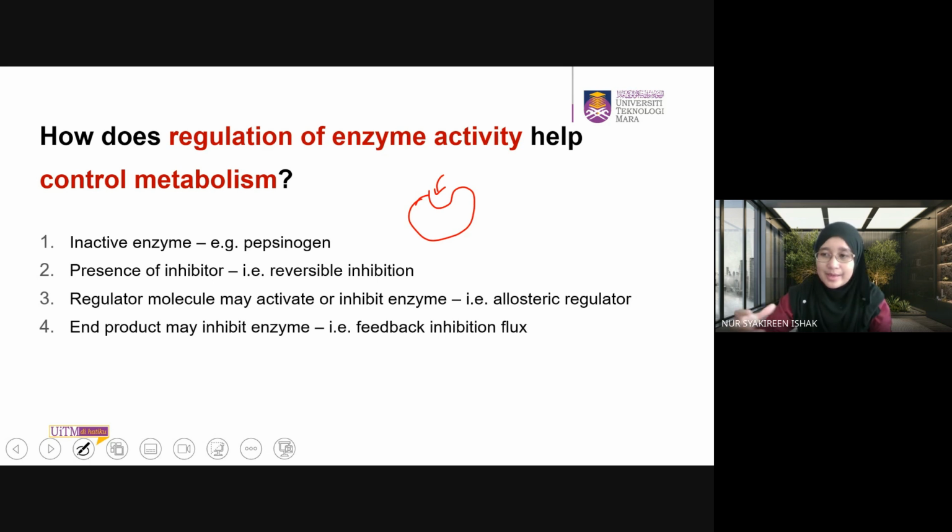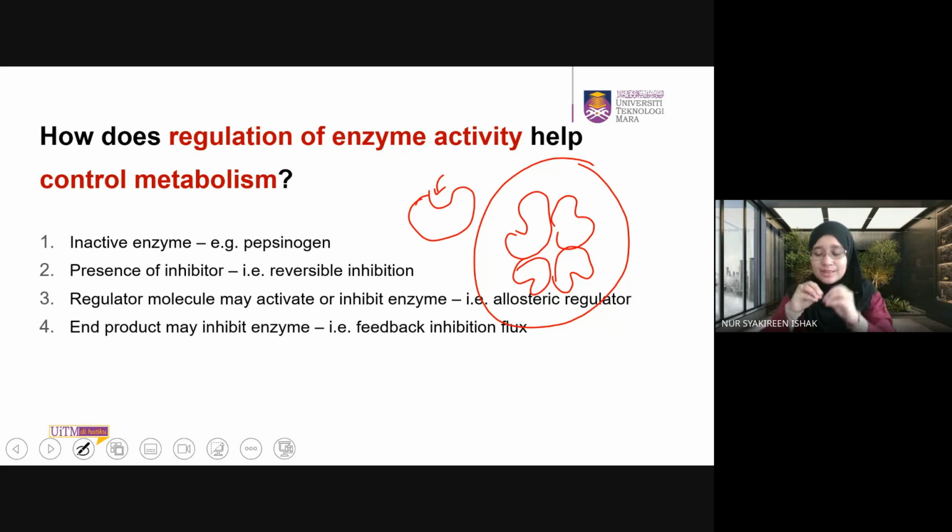Another enzyme may consist of several subunits. For example, here is one subunit, then another subunit, and then another subunit. So this enzyme consists of several subunits with several active sites, and where the subunits meet, it produces the allosteric site. So the allosteric site is where the regulator molecule will bind.